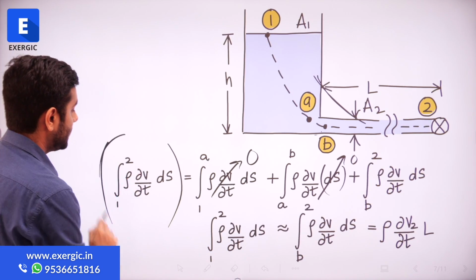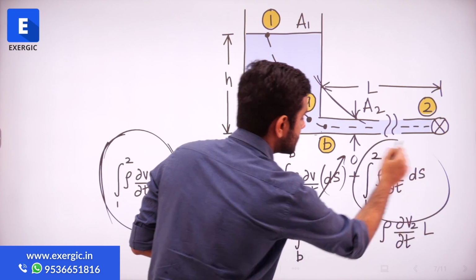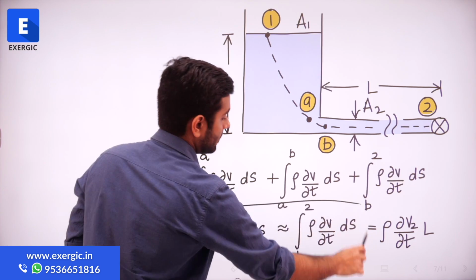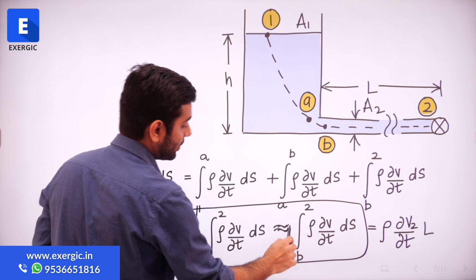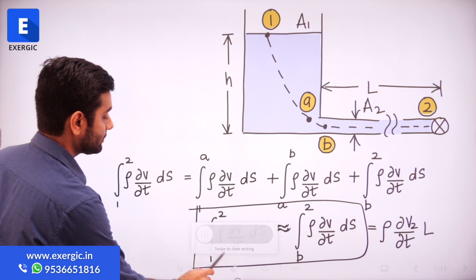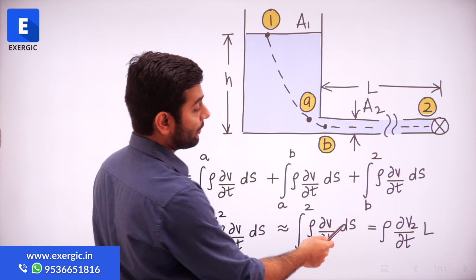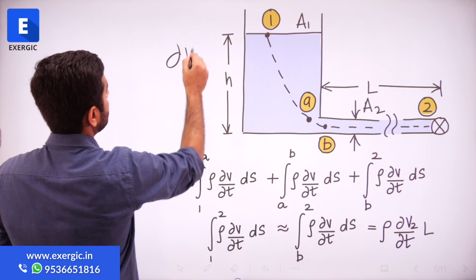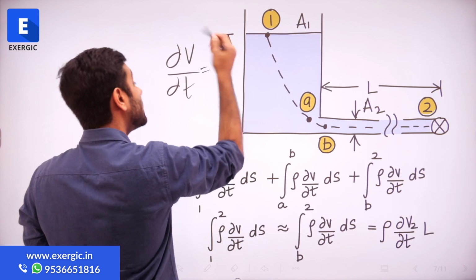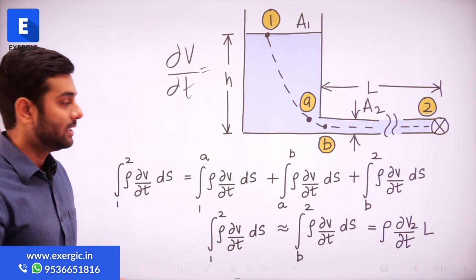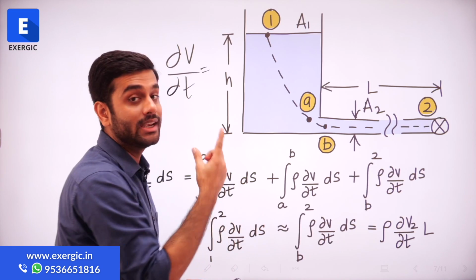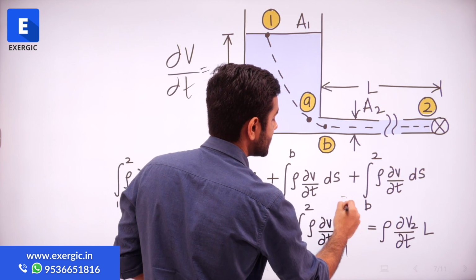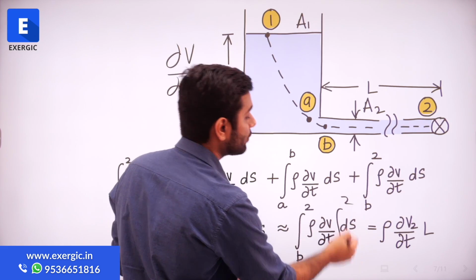So this integration will be equal to this integration. That is what we have done and written here. Equal to means almost equal to, right? And now, as you can see here, if you perform this integration by considering a constant del V by del T, suppose del V by del T has been given to you as a constant value, then this term can come out of the integration sign. And within the integration, you will be having ds from 1 to 2 or from B to 2, right?